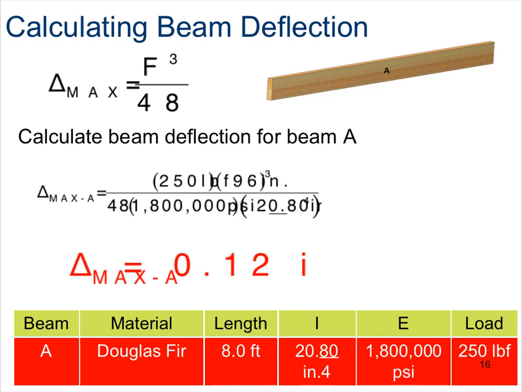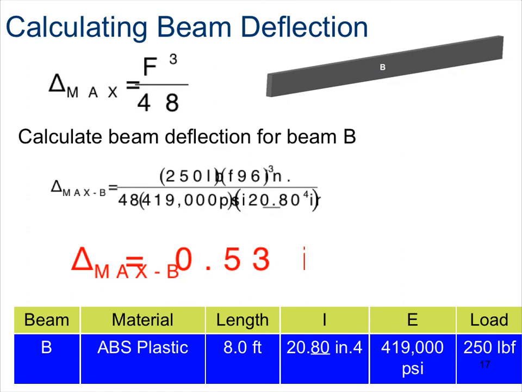So if I was to plug all these values into this formula, I would have 250 pounds of force times 96 inches raised to the power of 3 divided by 48 times 1.8 million psi times 20.8 quad inches. And if I simplify that, we get a delta max for beam A of approximately 0.12 inches.